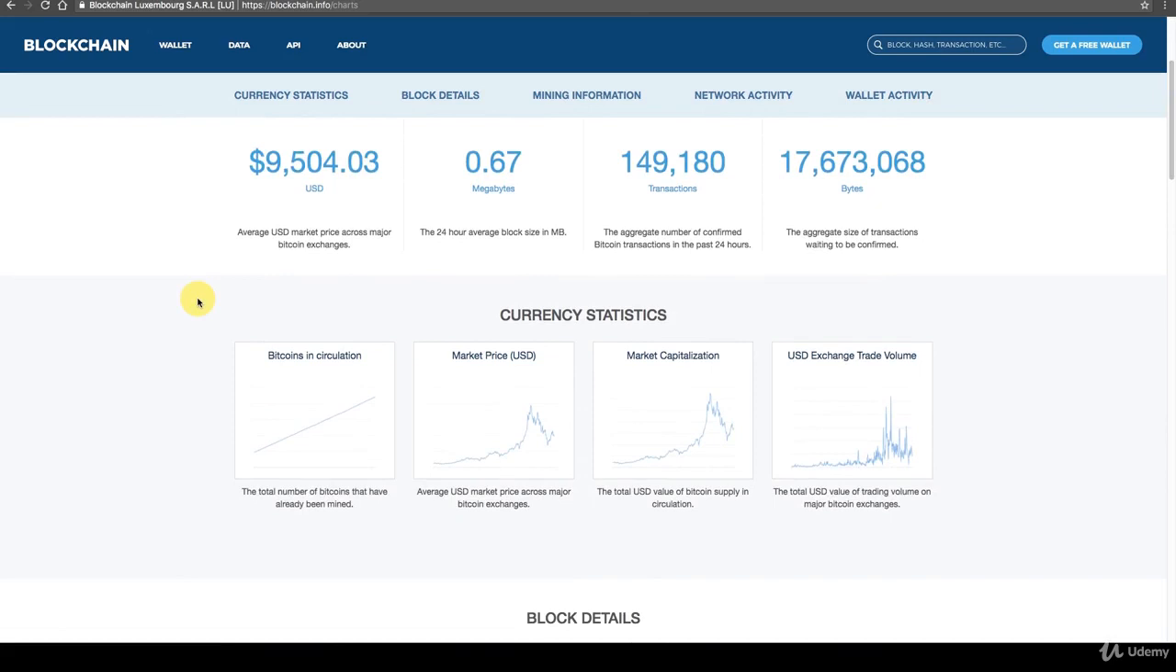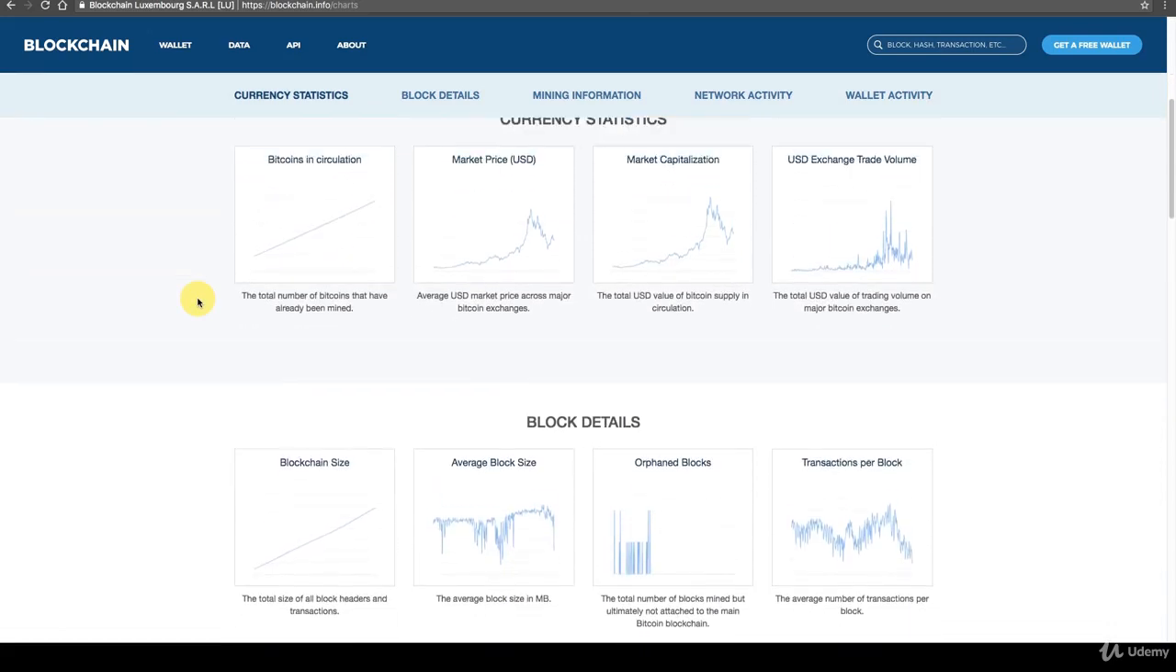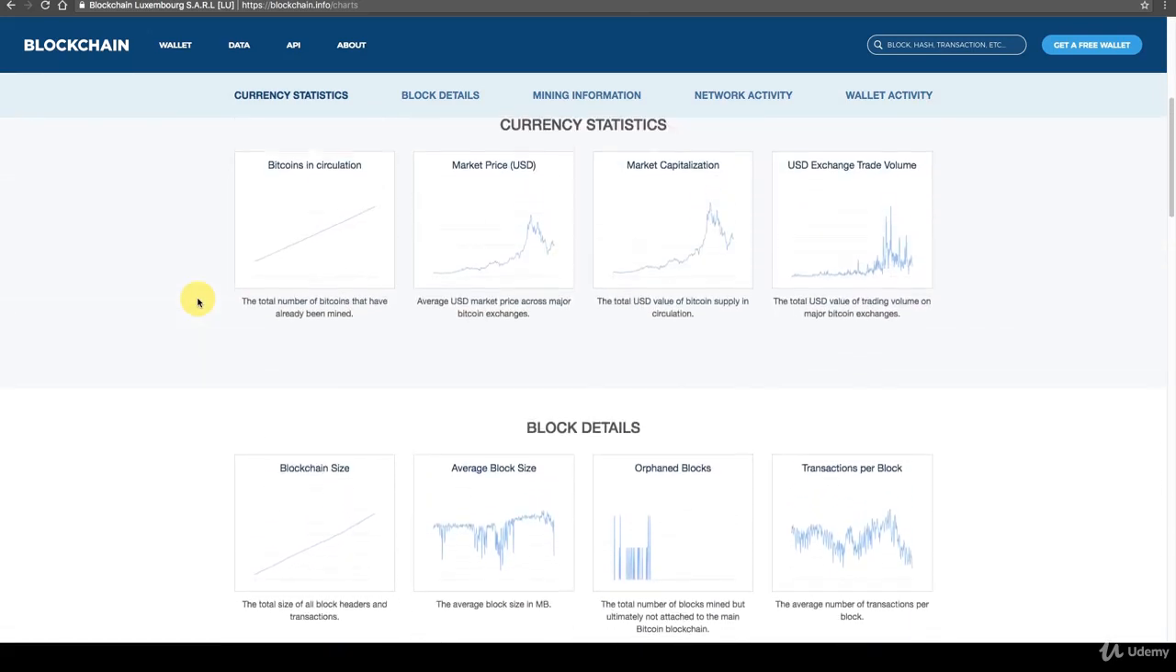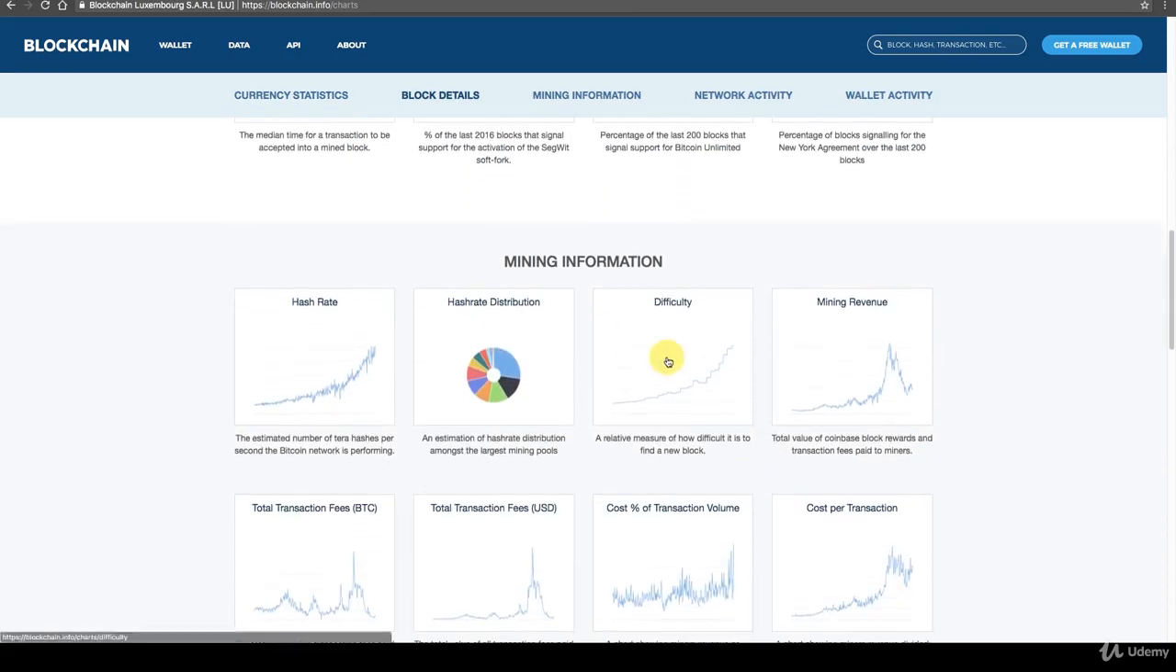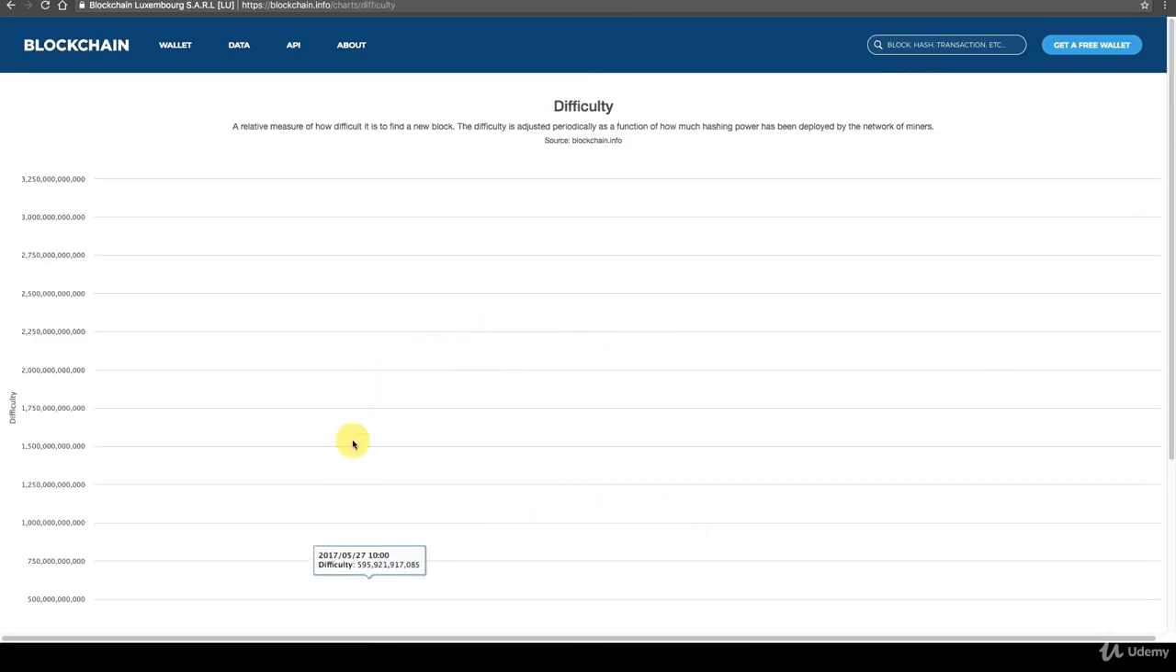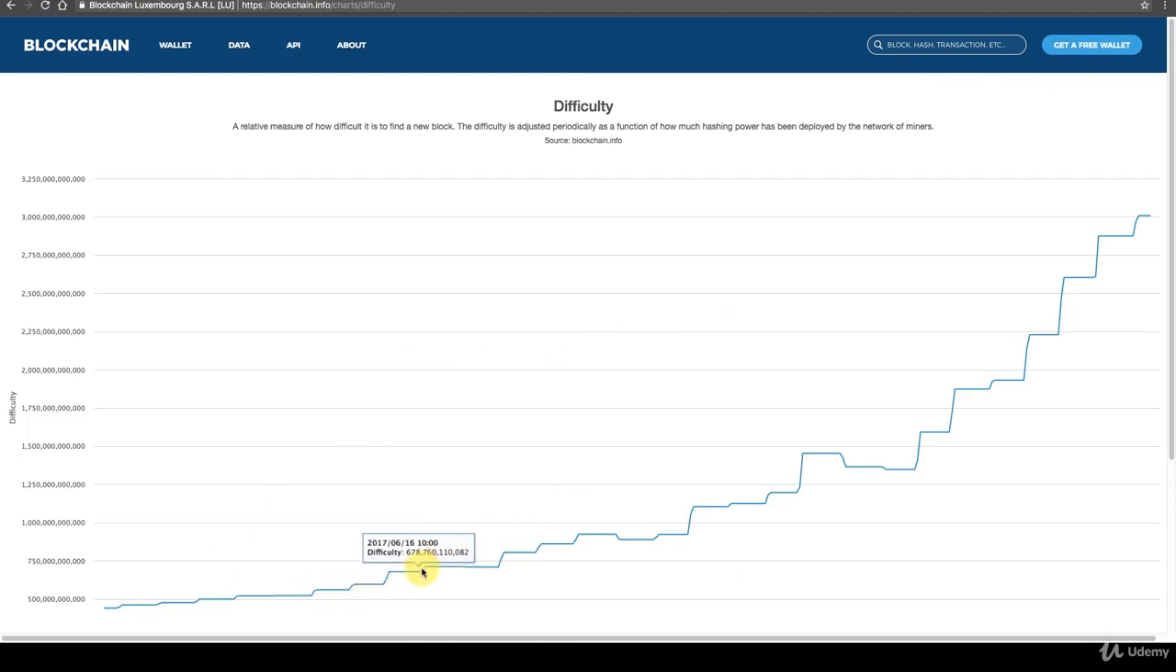So what I wanted to show you is difficulty. Where is difficulty? Mining information, difficulty. There we go. So if you look at difficulty, you'll see the stepped chart. Why is it stepped? Because the difficulty gets adjusted every 2 weeks. And by the way, an important thing to note is that difficulty is not adjusted by any central authority. There is no bank or blockchain.com that says now the difficulty is going to be this or now the difficulty is going to be that. Not at all.